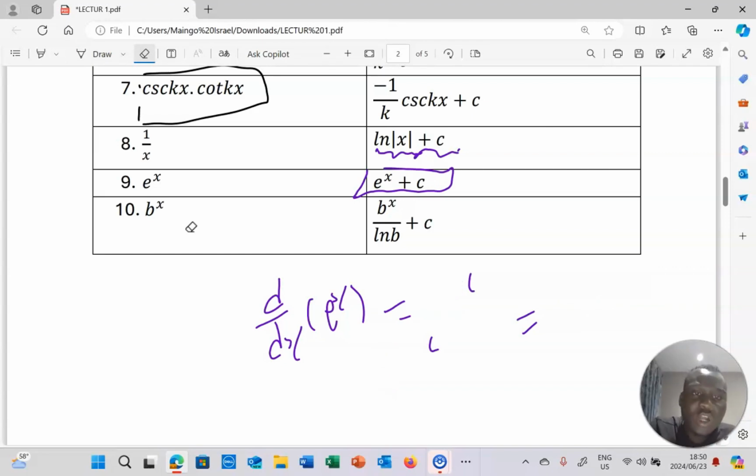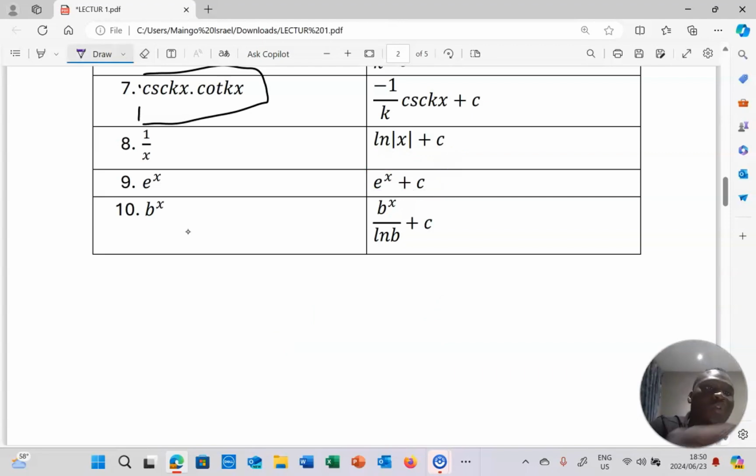So we can go to number 10, which is the antiderivative of a general exponential function. B is any real number. So we have b to the power x over ln of b plus c. This is how we find the general antiderivative of an exponential function b to the power x.